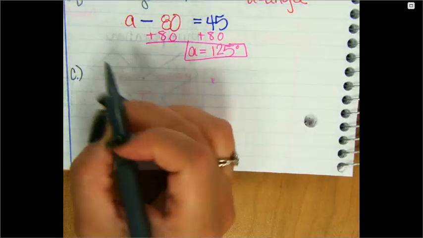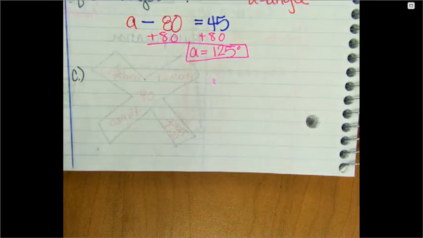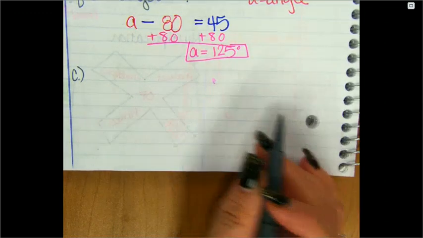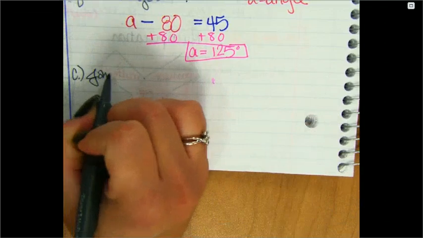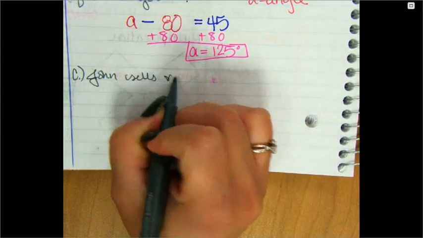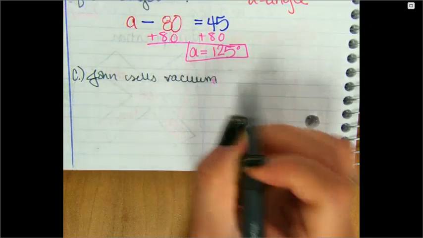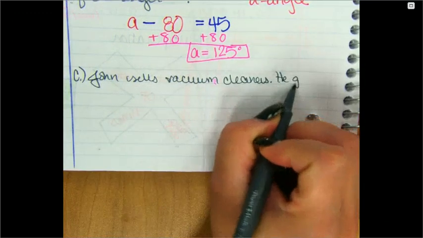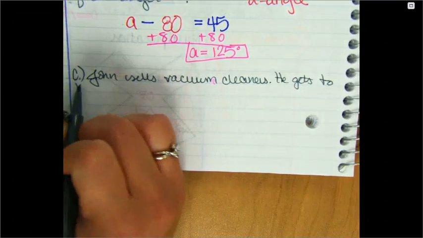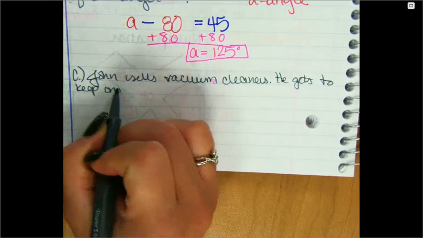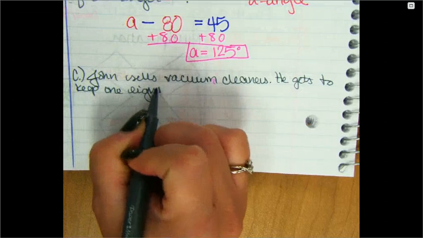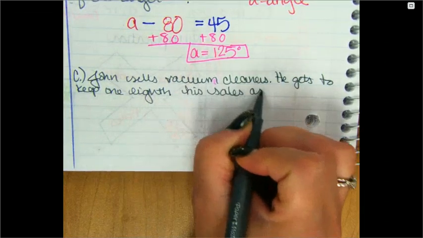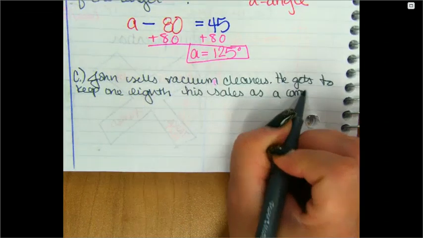All right. You're going to try this one by yourself. Ready? You're going to talk to someone next to you, see if you can set it up correctly. This one can be tricky. John sells vacuum cleaners. Why vacuums? I don't know. He gets to keep 1/8 his sales as a commission. Do we know what commission is?